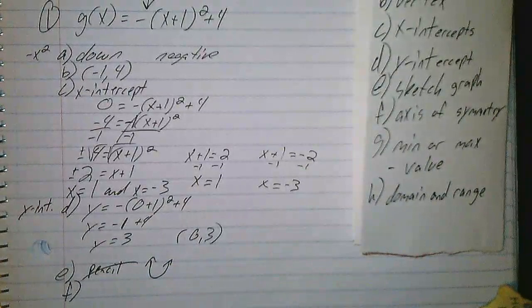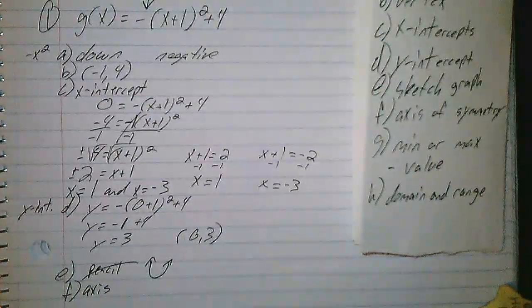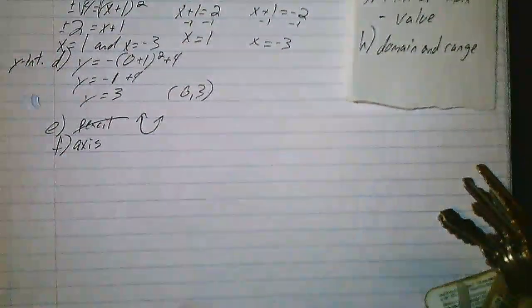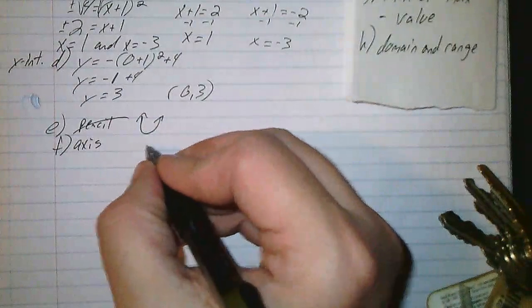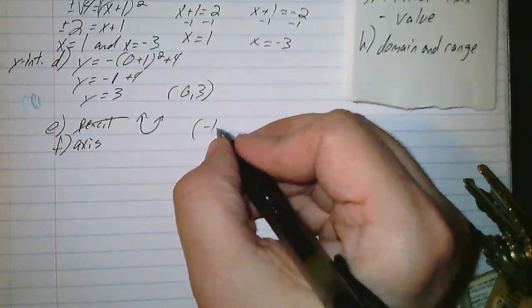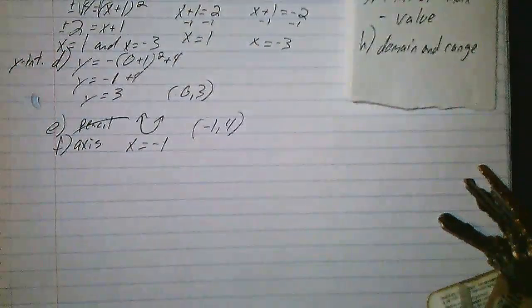Here's F. F is the axis of symmetry. Again, that's pretty easy because the axis of symmetry is just the x value of the vertex. And the vertex is at -1, 4. So it's x equals -1.